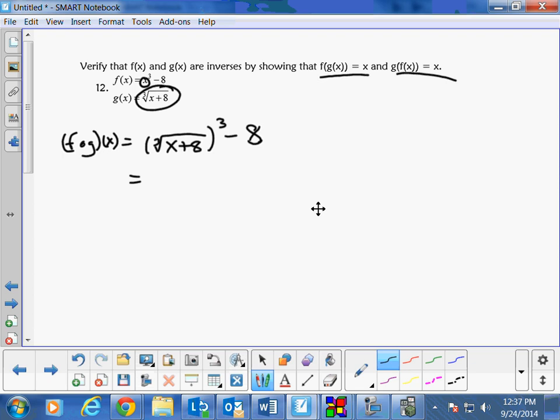Okay, excellent. That cancels. X plus 8 minus 8 means I have x. So that one checks out. Now let's do the other way around.